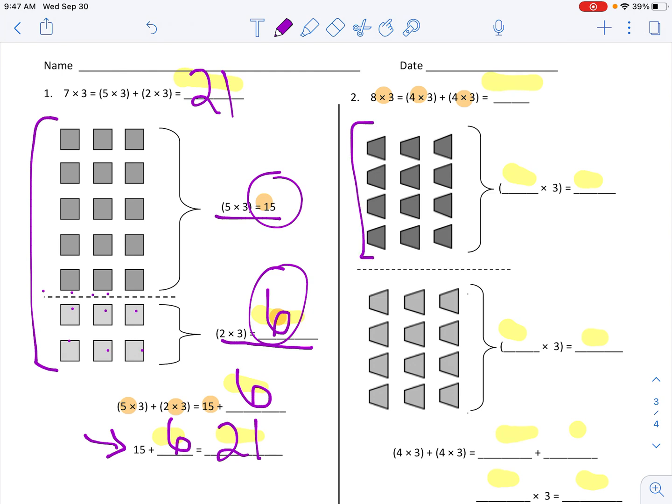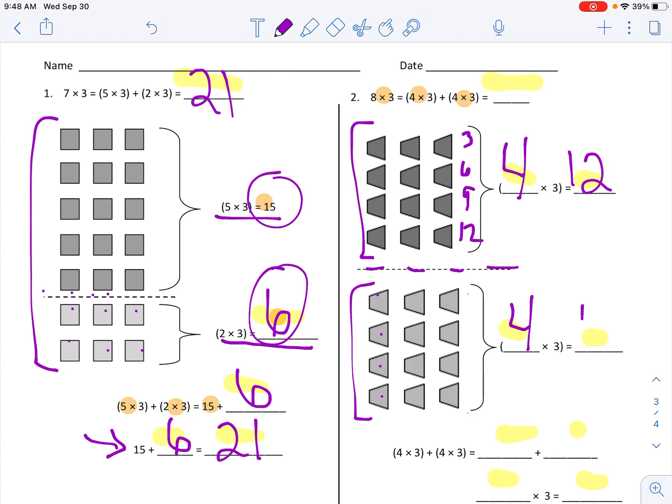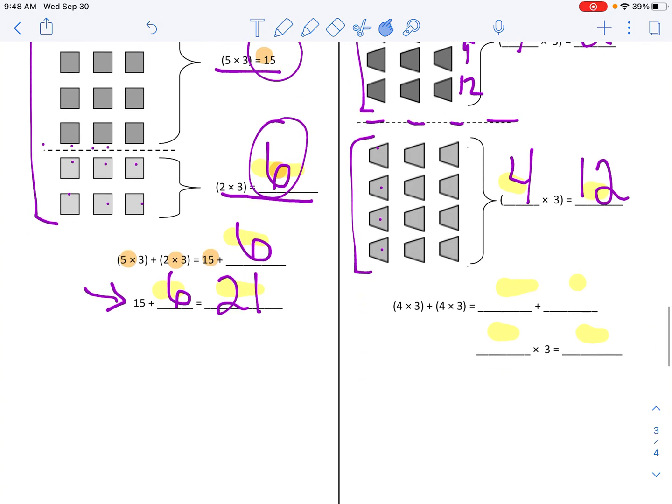The top part of my array is 4 rows of 3. Well, how do I write that in a multiplication sentence? I write 4 times 3. How many of those trapezoids are all together? 3, 6, 9, 12. The top part of my array is 4 times 3 equals 12. Underneath the cut line, the bottom part of my array, I have 1, 2, 3, 4 rows of 3 again. 4 times 3 is still 12. So I have 12 on the bottom part of my array.